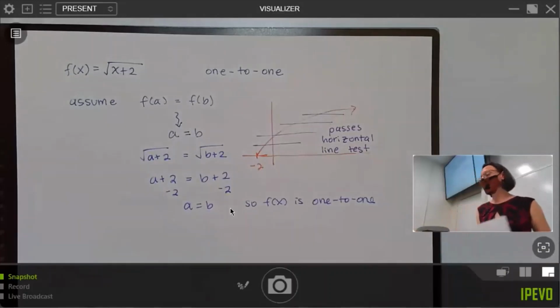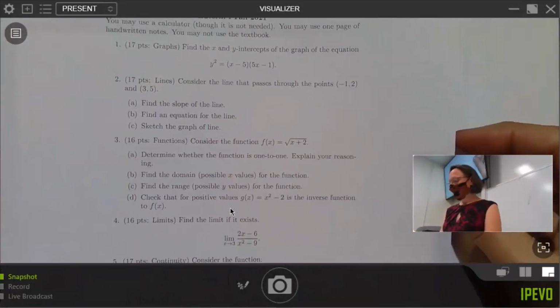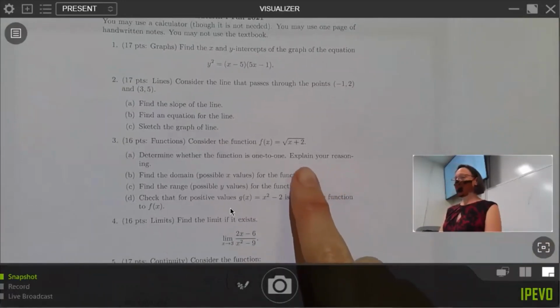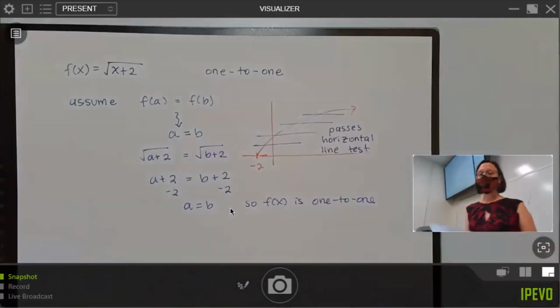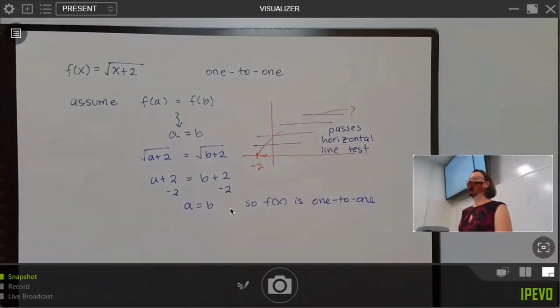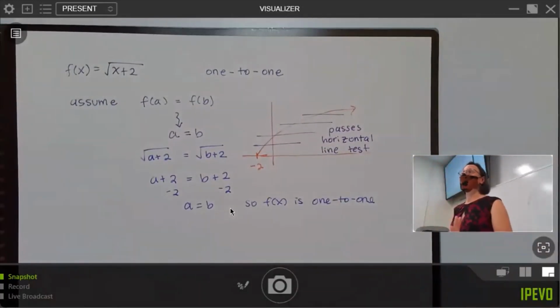If we take a look at the way that this particular question is phrased, really the key here is to explain your reasoning. So mathematically, that means you have a choice. You can write words to explain your reasoning, or you can show math to explain your reasoning, right? But if you were to draw the picture and then explain in words that for every horizontal line that we draw, it would only pass through exactly once.